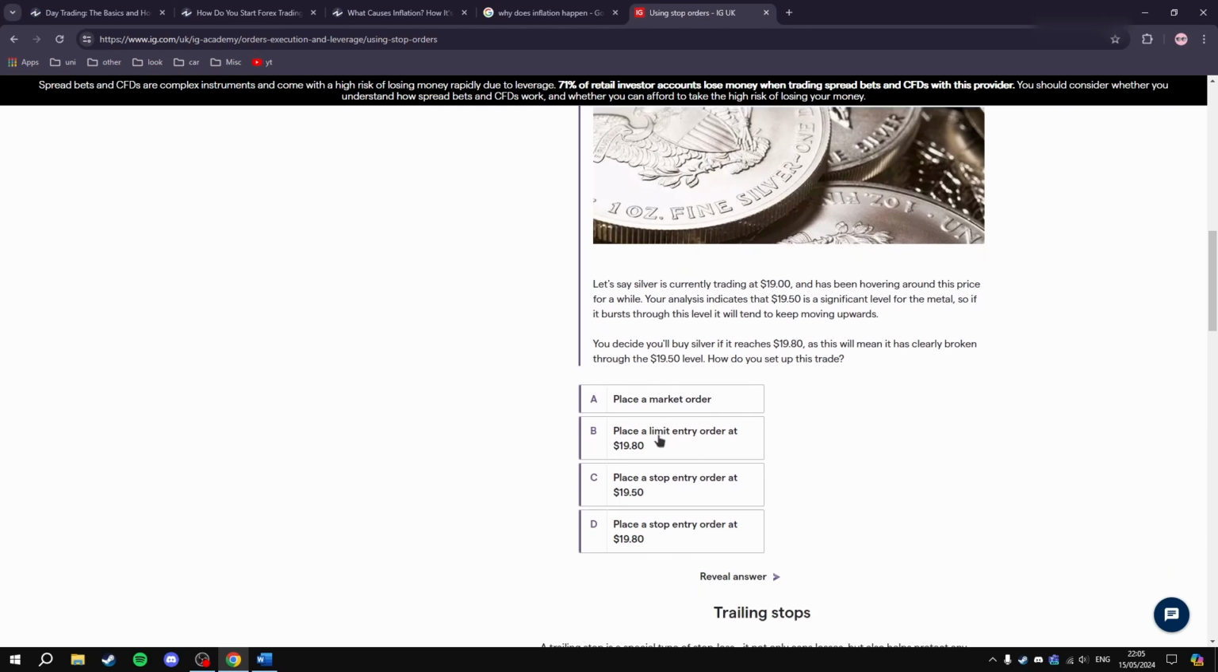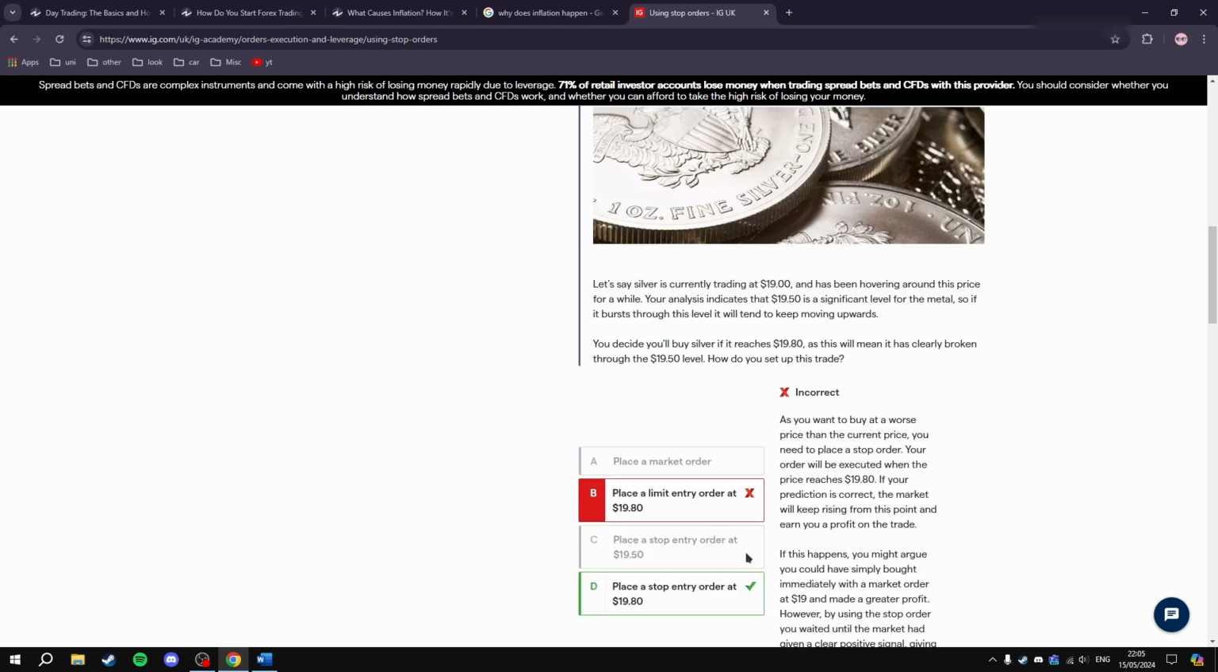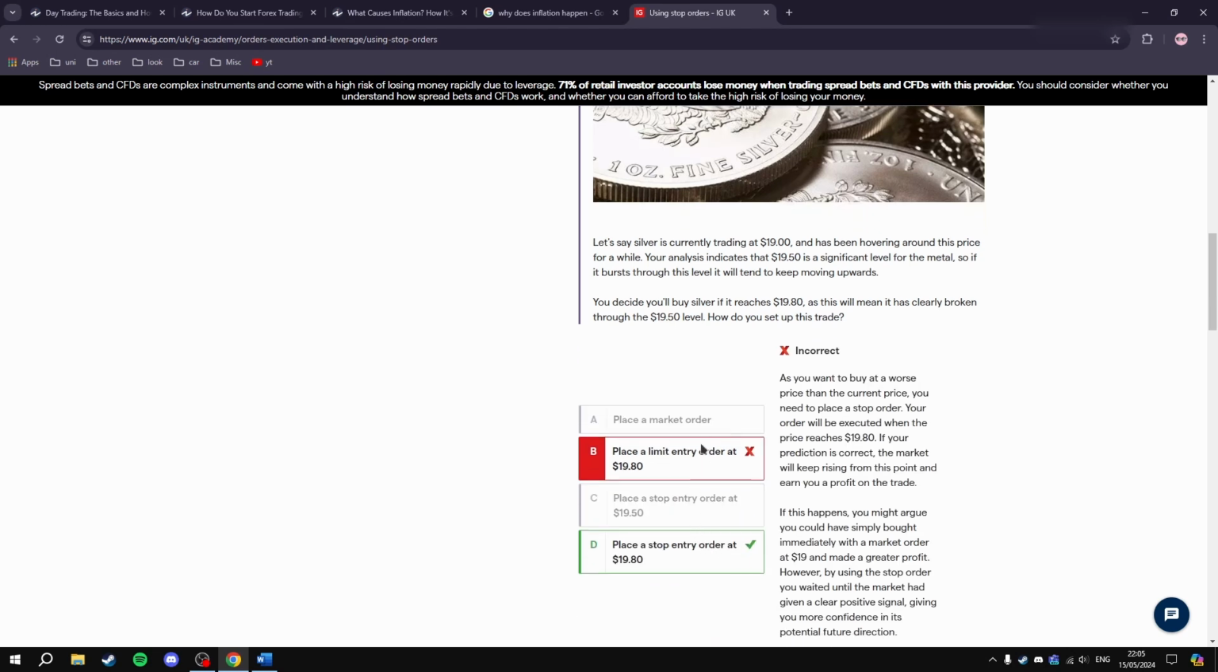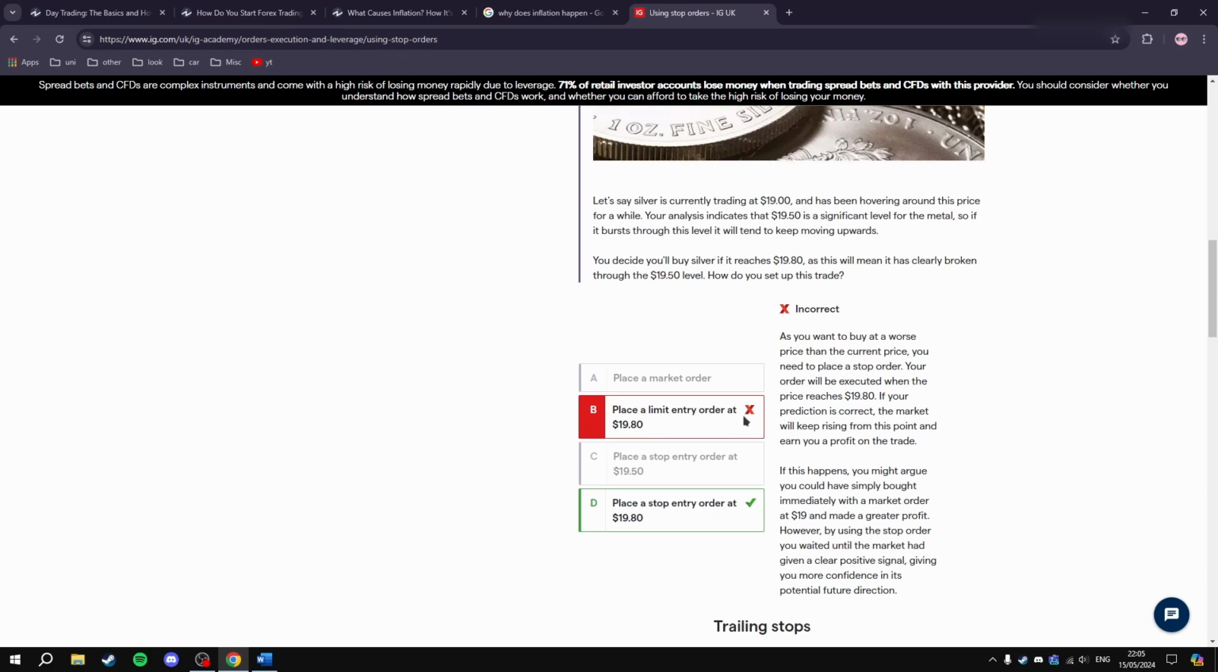You place a limit entry order at 19.8. Never mind, stop entry. As you want to buy at a worse price than the current price, you need to place a stop order. Worse price than the current price. But how is it worse if it's going up though? Or is it worse just because it's higher?